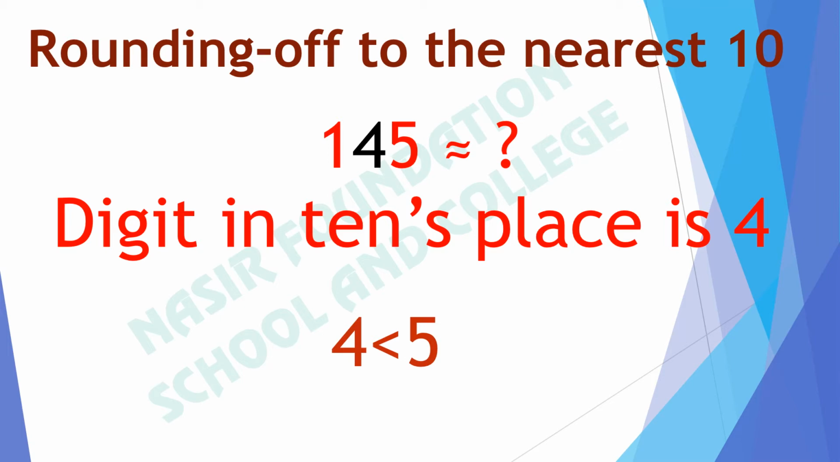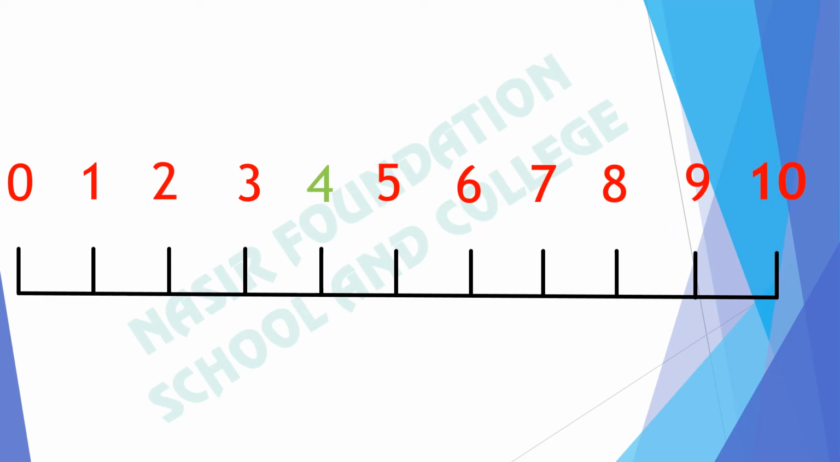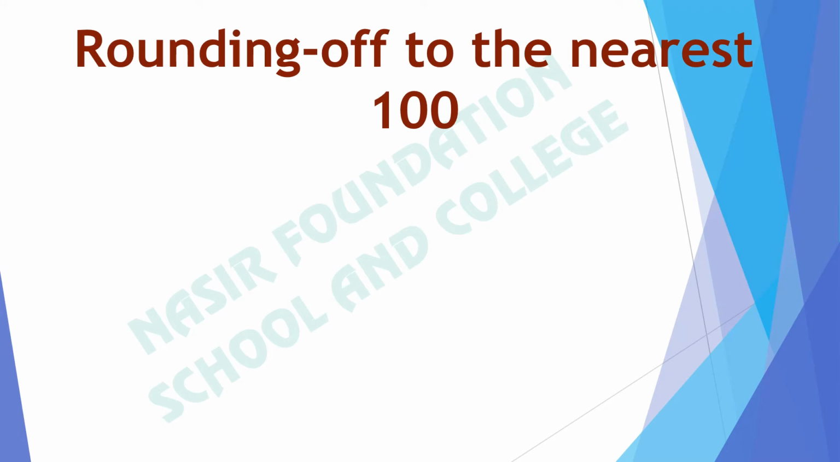Now we will draw it on the number line. On the number line, we will see where the 4 lies. 4 lies nearer to 0 than 10. So we will round it off to the previous 100. We will round it off as 100 because 145 is nearest to 100.